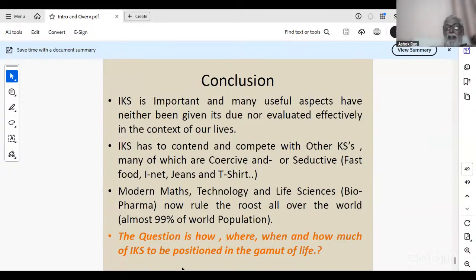The question is how, where, when, and how much of Indian knowledge system to be positioned in our life. For example, using Indian knowledge system, you cannot make a mobile phone, you cannot make internet, you cannot make an aeroplane. So all these things are very clear. Do you still want to use IKS for what, why, how?